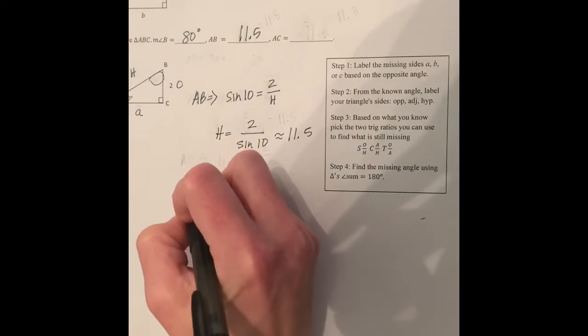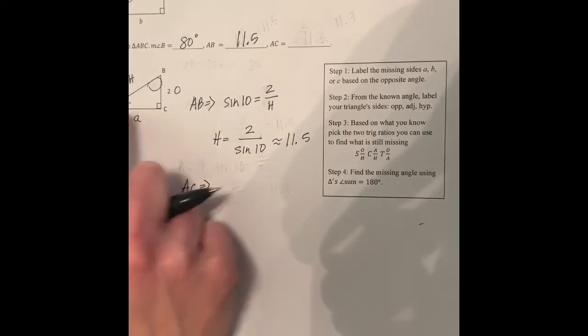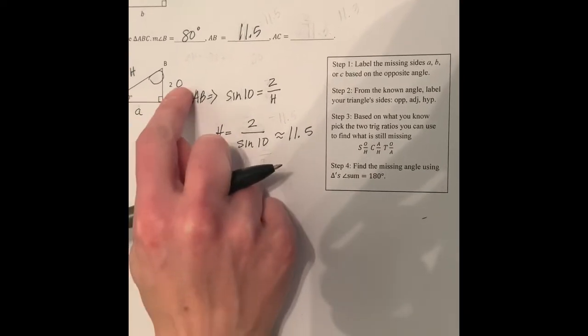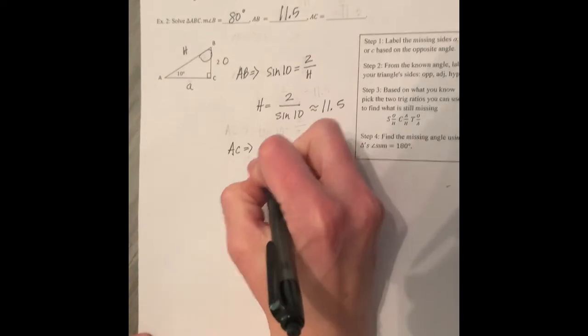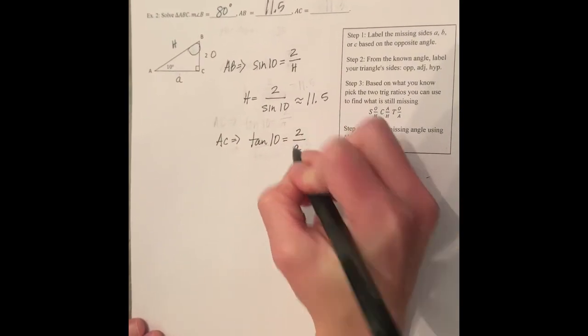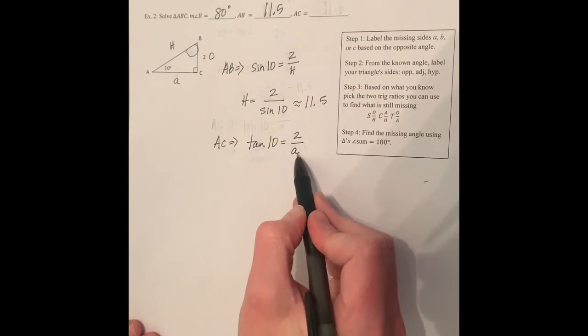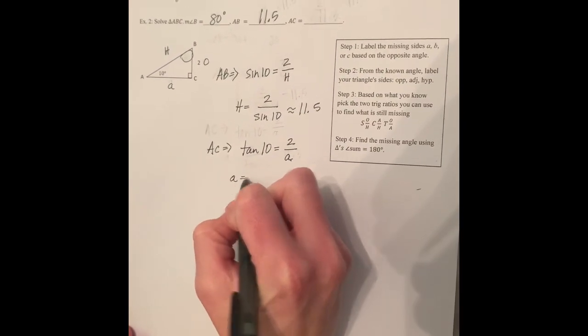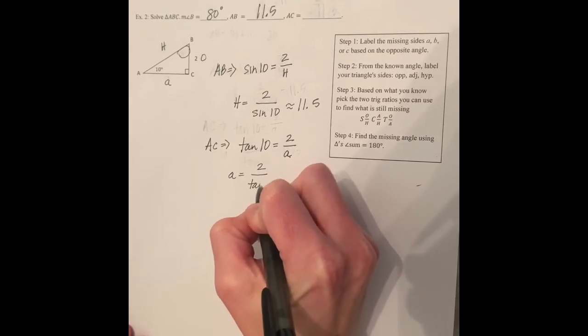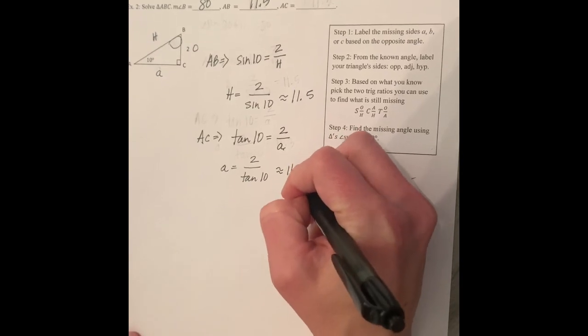And then same for AC. If you look at AC, that's your adjacent, and you can use tangent because you already have opposite. So you can say tangent of 10 is equal to 2 over your adjacent side, or AC. And again, this is in the bottom, so you end up finding 2 divided by tangent of 10, which is approximately 11.3.